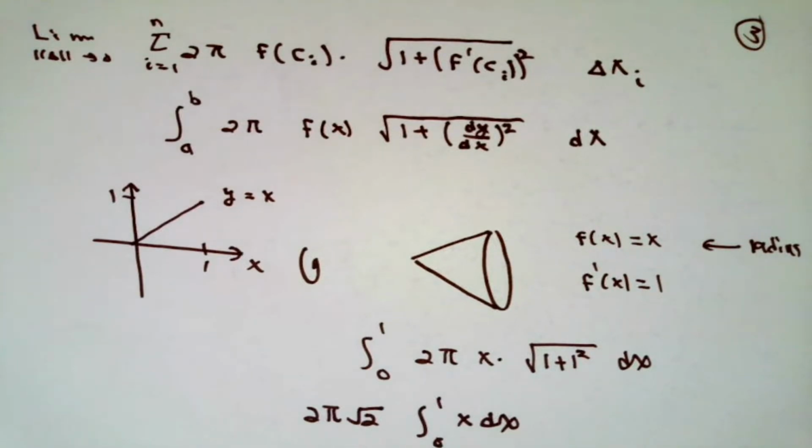is 1 half x squared evaluated between 1 and 0, 1 half times 1 squared minus 1 half times 0 squared is 1 half. This will cancel the factor of 2 in the 2 pi radical 2, leaving pi times radical 2 behind. This is the surface area of this cone, not including the area of the circle at the right side.